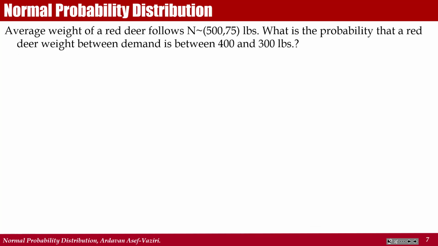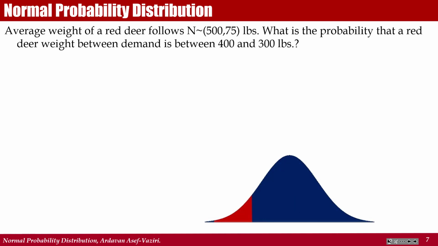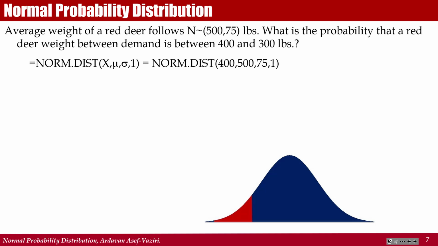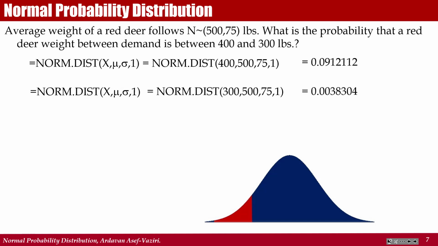Weight of a red deer follows normal distribution with average of 500 pounds and standard deviation of 75 pounds. What is the probability that a red deer weighs between these two numbers? Exactly the same thing. We are looking for this probability. We find it for the larger number, and then we find it for the smaller number. Those are two probabilities. The first one, this probability. The second one is this probability. We take this one out of this one, and that is what we are looking for.